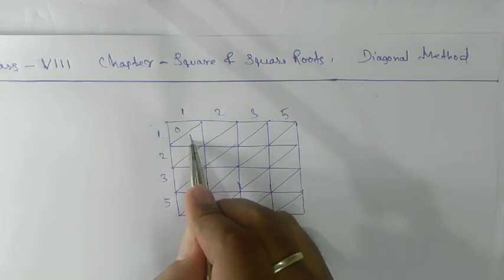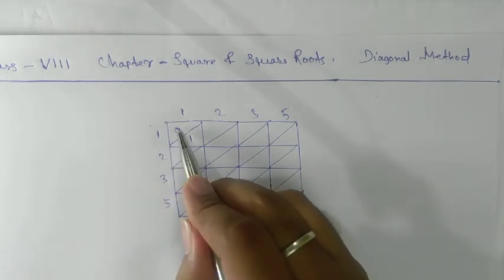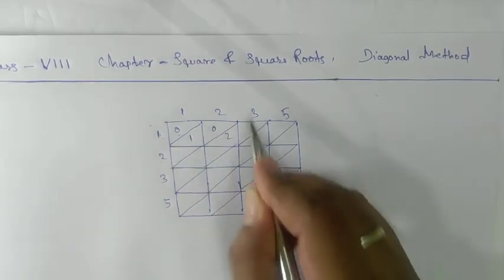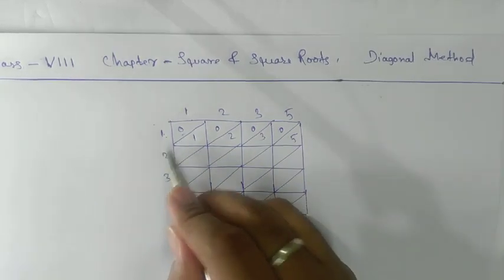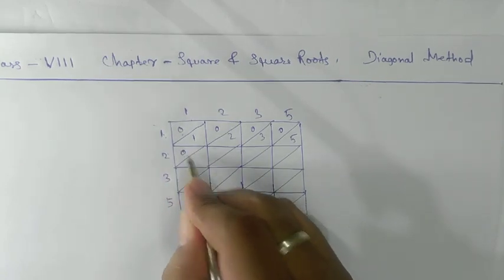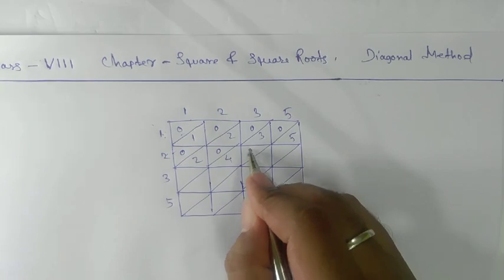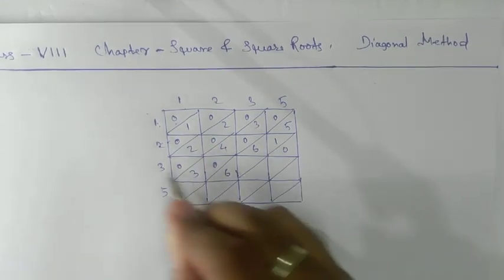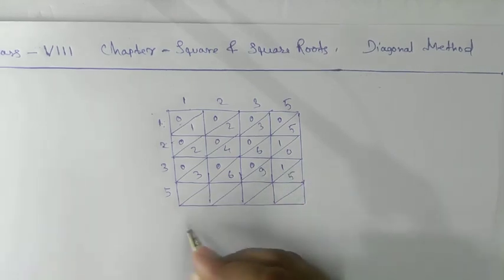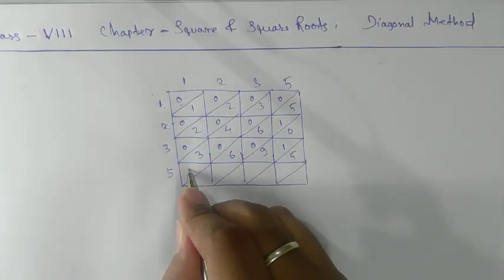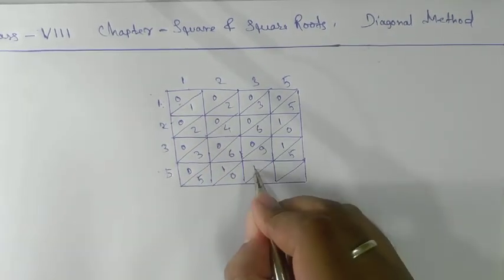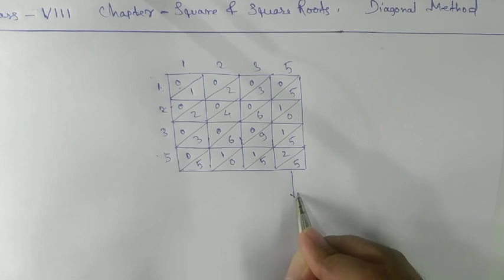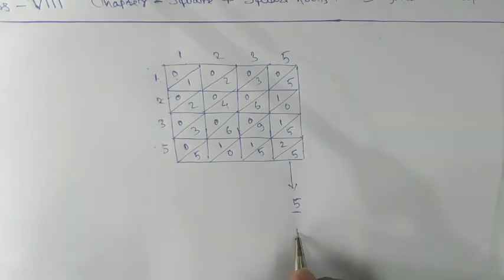1 1 is 1, the unit digit should be at the bottom triangular part, and the tens digit should be at the upper triangular part. 1 2 is 2, 2 3 is 6, 2 5 is 10, 3 6 9 is 15, 5 1 is 10, 15 25. Now add this part, it will give you 5. We are taking 5 here.